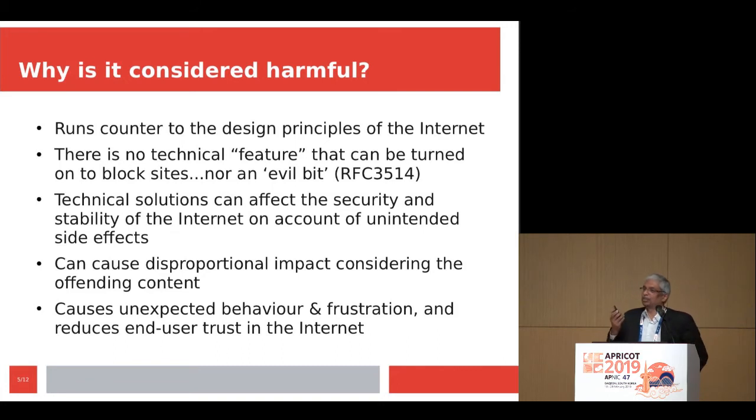The technical solutions ultimately undermine the security and stability of the internet because of unintended consequences, side effects. The effect can be disproportional to the actual offending content. If you're going to ban a sweep or a band of IPs, both legitimate and so-called illegitimate content can be taken off. Causes unexpected behavior and frustration and reduces the end-user trust in the internet.